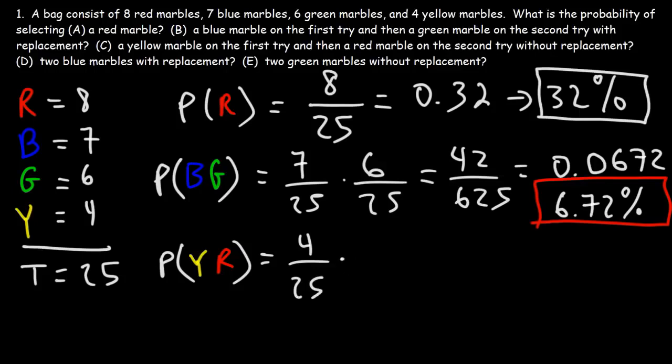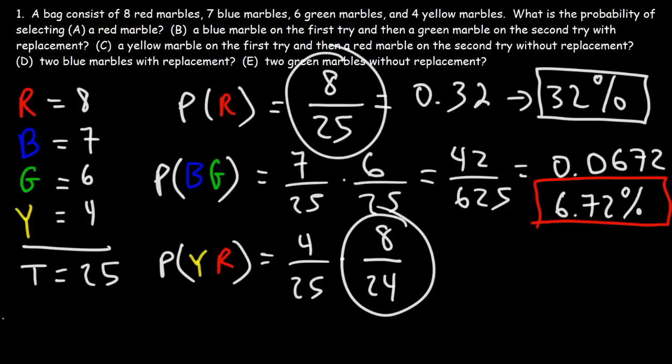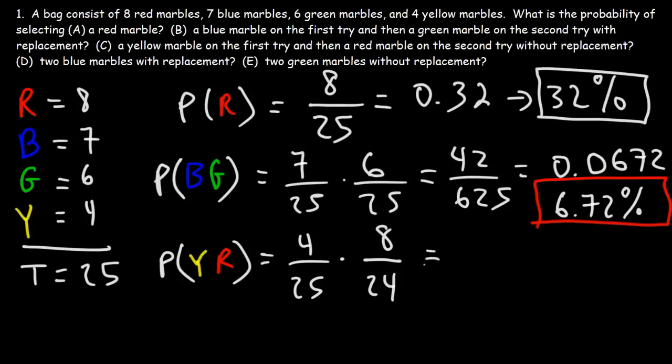Now, what do you think the expression without replacement means? This means that once we take out that yellow marble, we are not going to put it back into the bag. So we no longer have 25 marbles in the bag, but we now have 24 marbles. Now we still have 8 red marbles. So to select a red marble on the second try, it's going to be 8 over 24 as opposed to 8 over 25. So let's do the math.